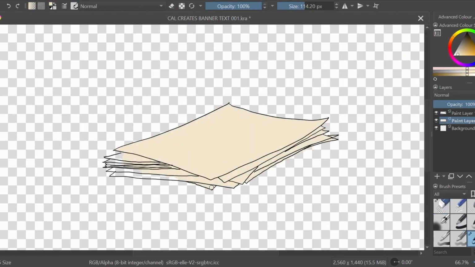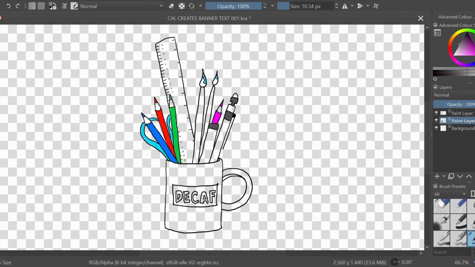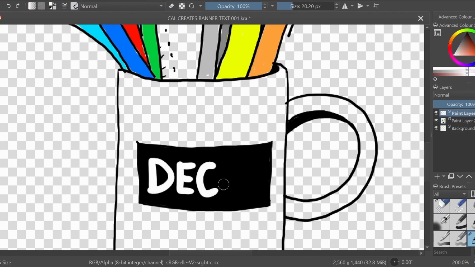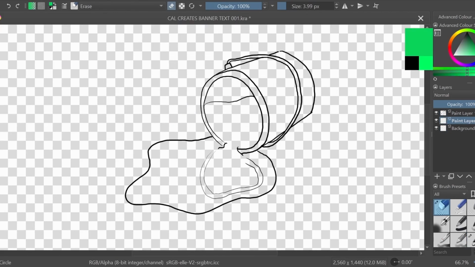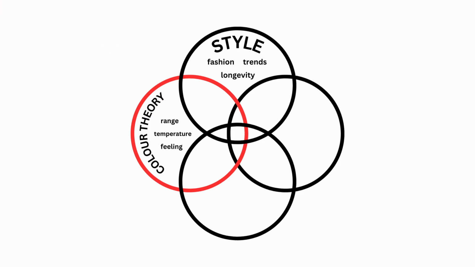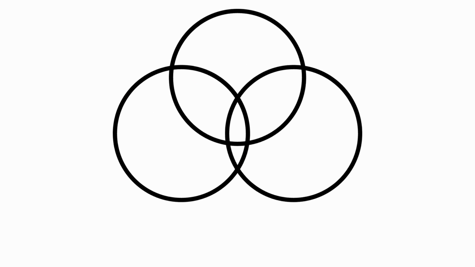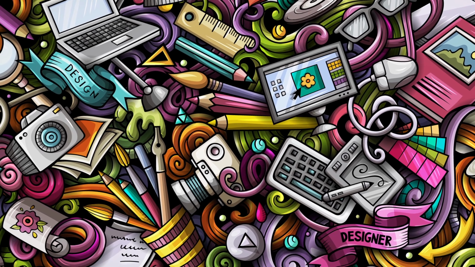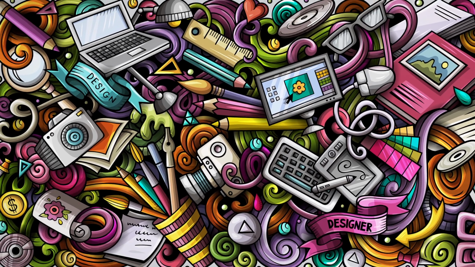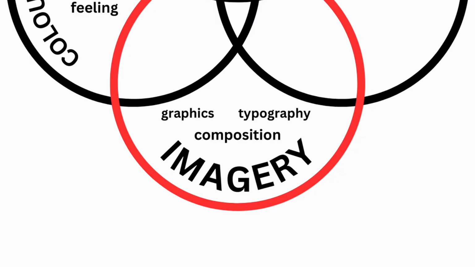We could do an entire video on color theory, including the technicalities of CMYK and RGB, and I might do that one day, but in the meantime, the important thing is that your colors are working in harmony with the other 3 circles. Speaking of 3 circles, circle 3, imagery. This is the bulk of your design. Imagery covers things like graphics, typography, and composition.